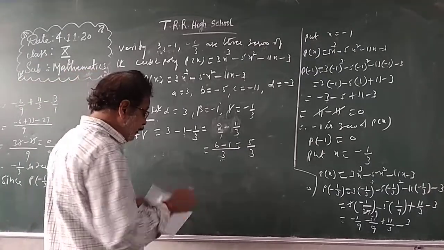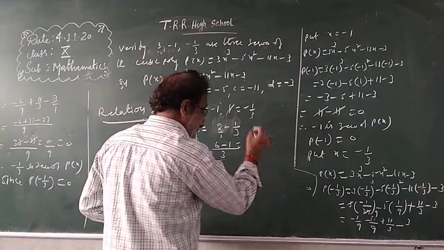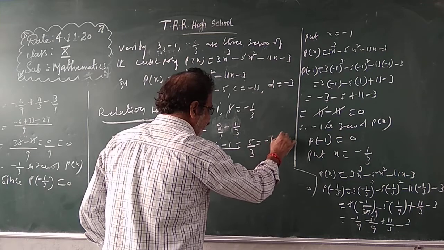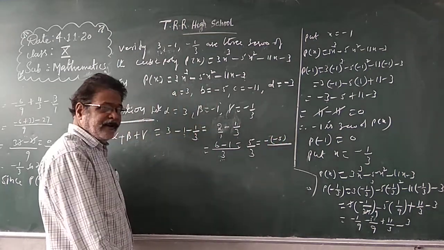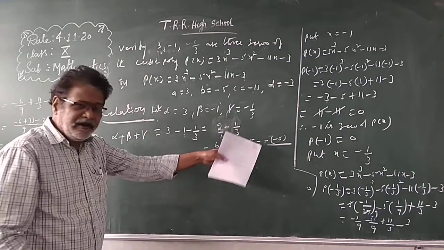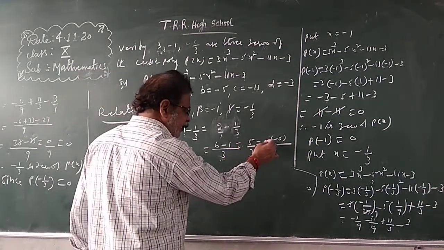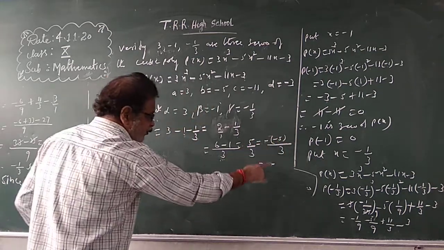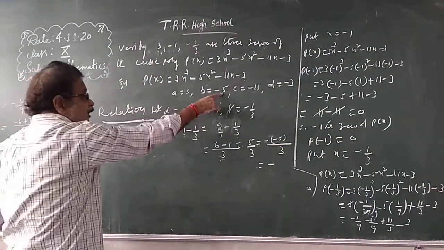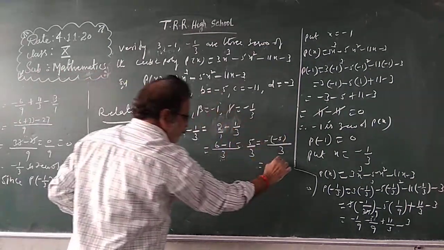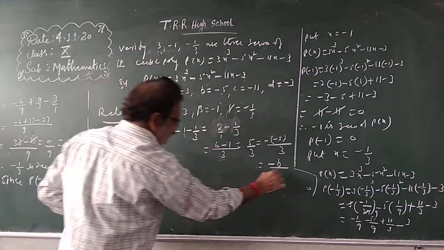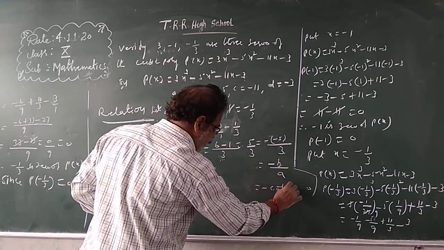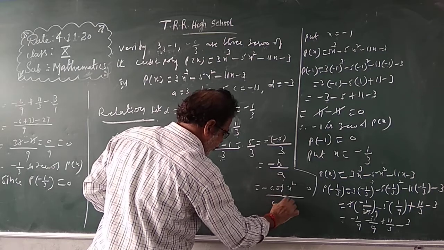So, sum of alpha plus beta plus gamma, formula is what? Formula is minus b by a. So this 5 can be written as minus of minus 5. Minus into minus is plus. So plus 5 can be written as minus of minus 5 by 3. Minus 5 is equal to b; instead of minus 5, write b. By 3 means a. This is the relation. So minus b means coefficient of x square, by a means coefficient of x cube.